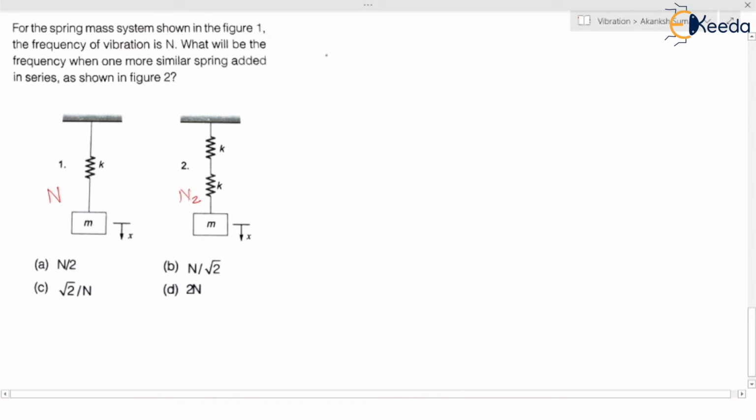So we all know that omega is equal to under root of s by m. Here, however, the spring constant is denoted as k, so we can write it as under root of k by m. That is omega. Okay. So here, the frequency of vibration is n, so you can denote omega as n. Okay. So omega is directly proportional to under root of k. So this is our first equation.